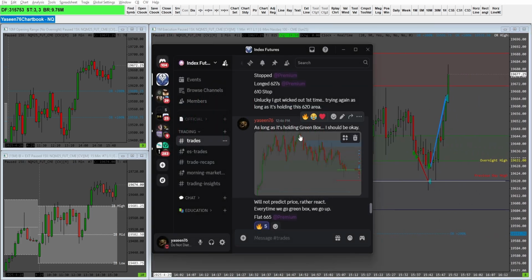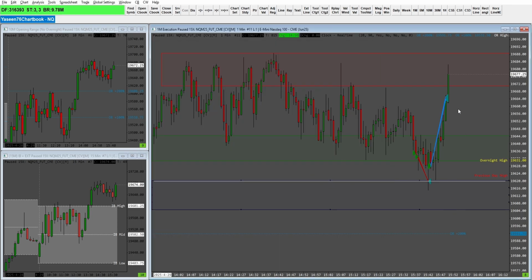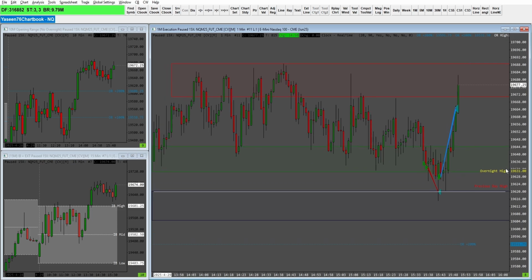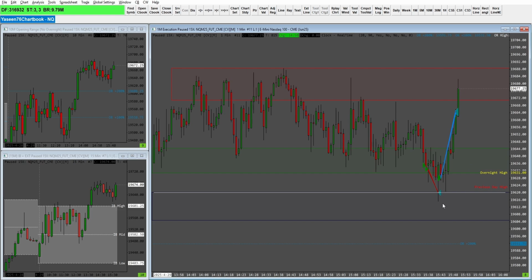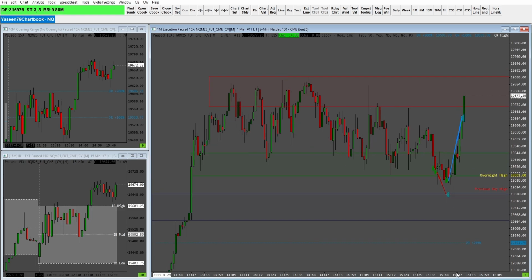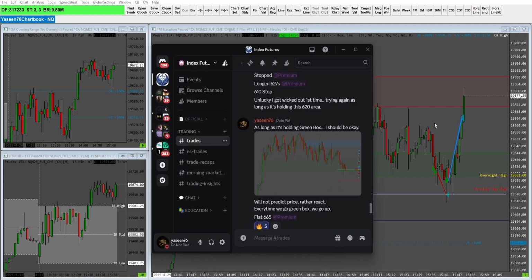I will not predict price. I'd rather react. Every time we go to the green box, we go up. Every time we go to the green box, we go up. So I bought it, right? I bought it with a stop under here, and I let the market do its thing, and the market broke out, and we made money.